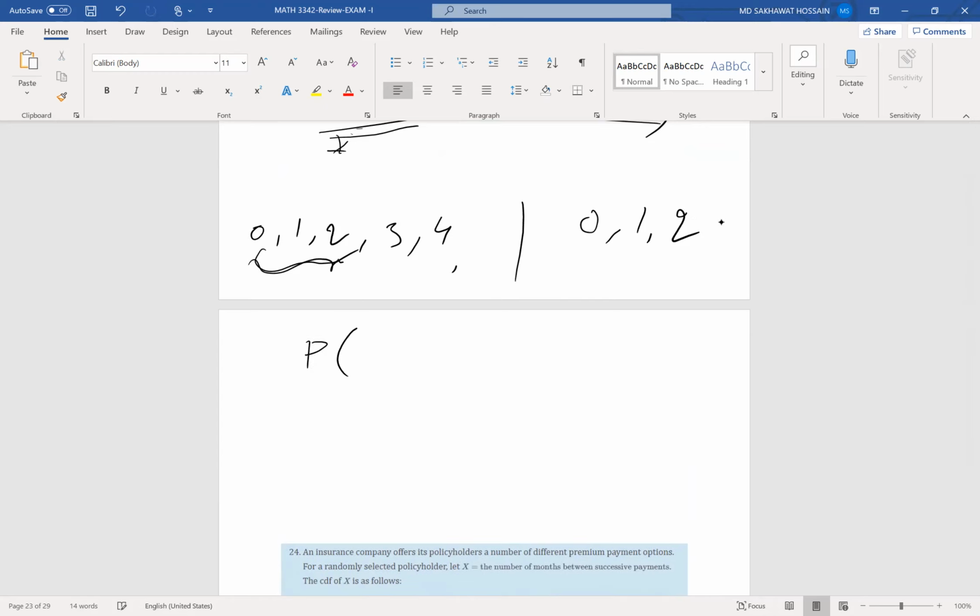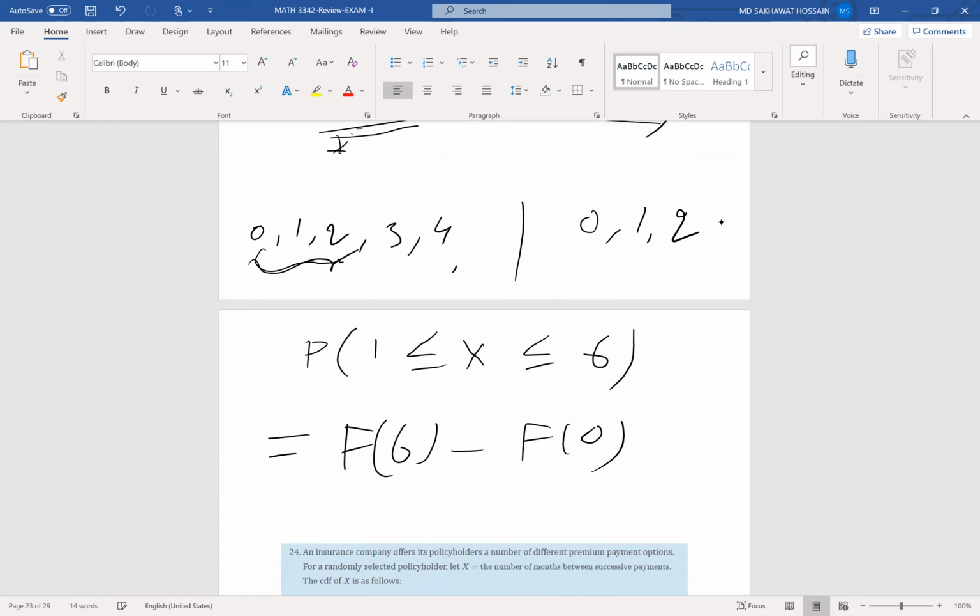If you want to find the probability, suppose, 1 less than or equal to x less than or equal to 6, that means F of 6 minus F of 0. F of 6 will give you the probability from 0 to 6, but we need the probability from 1 to 6, so that's why we subtracted the probability for 0. And similarly, if we want to find the probability x less than or equal to 7, then it will be actually F of 7.